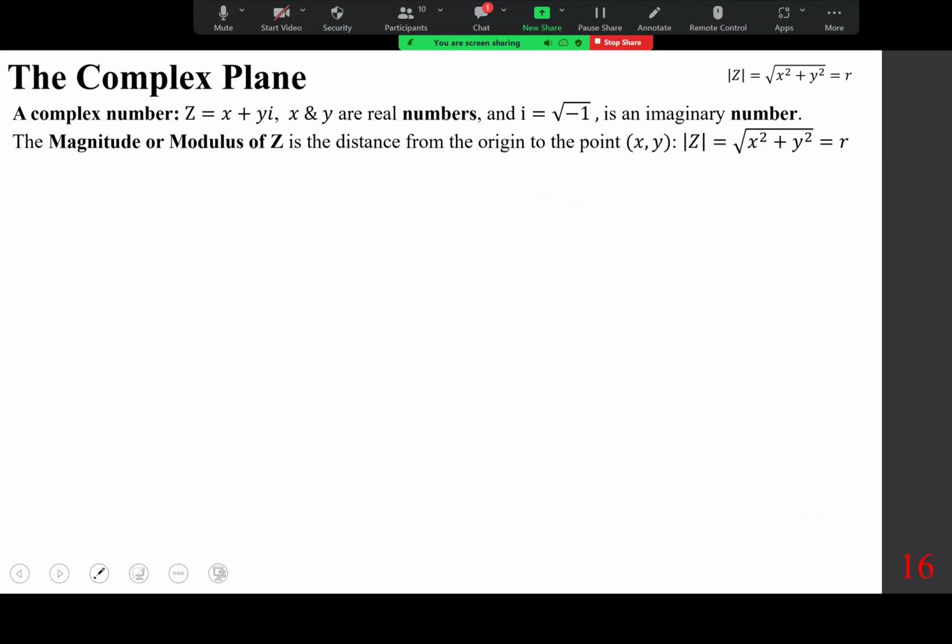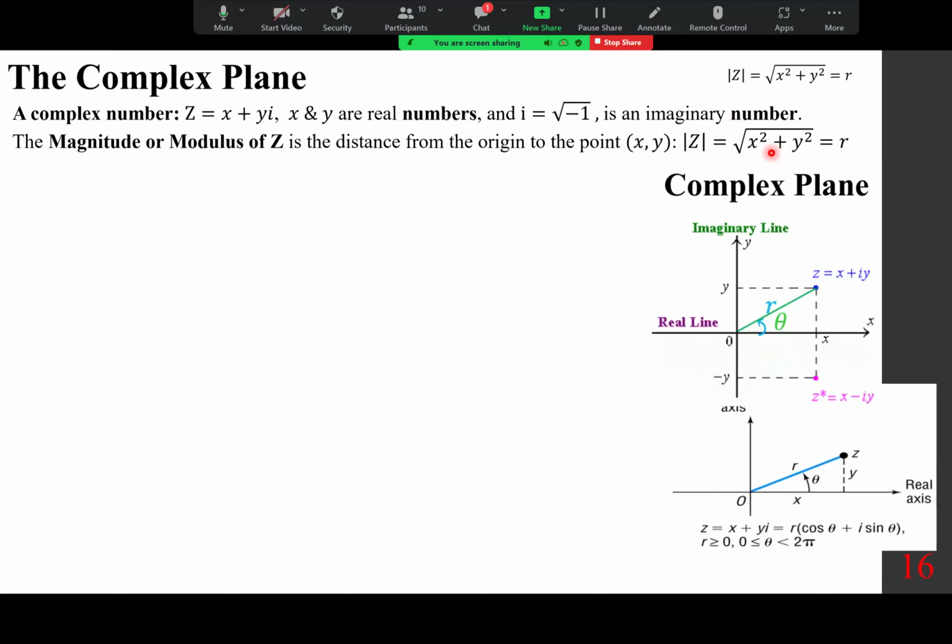Let me go over this concept of a complex number again. z equals x plus yi, where x and y are real numbers and i is the square root of negative 1, an imaginary number. The magnitude or modulus of z is the distance from the origin to the point (x, y), which follows the Pythagorean theorem. We call it r, or the square root of x squared plus y squared. So I want to give you a little deeper meaning of this.